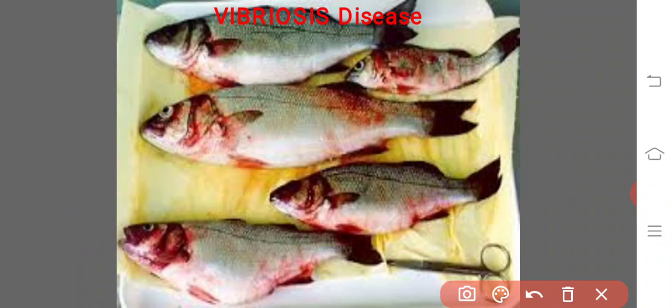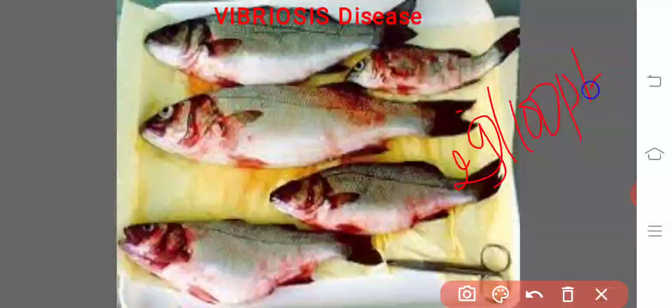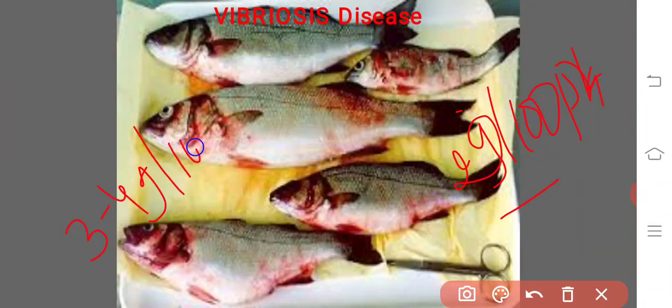And coming to the control measures, we will use sulfamethoxine at a rate of 2 grams for 100 pounds of fish per day. Otherwise, tetramycin at the rate of 3 to 4 grams per 100 pounds of fish per day for 10 days. That gives satisfactory results. That is, we will use sulfamethoxine or tetramycin for satisfactory results.